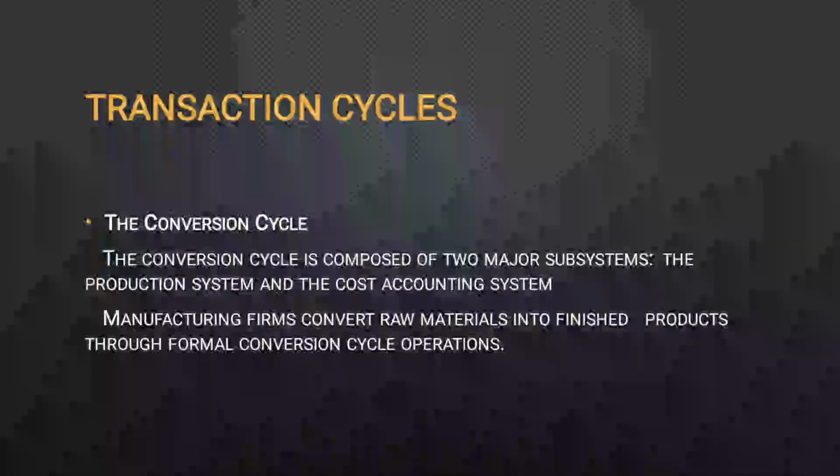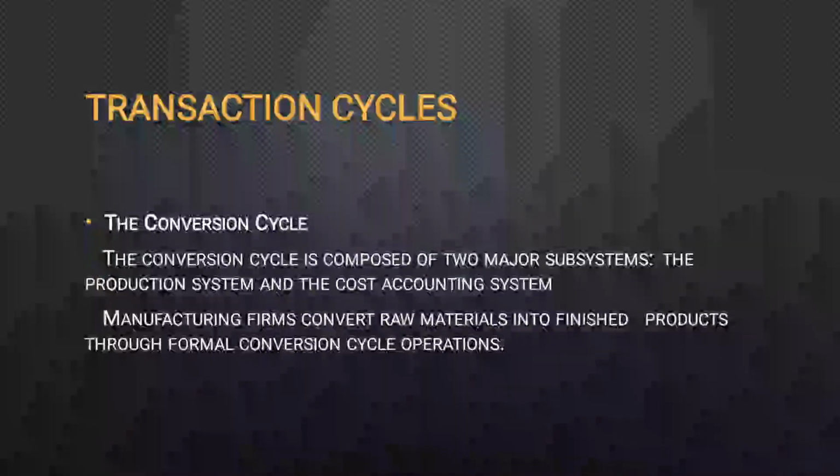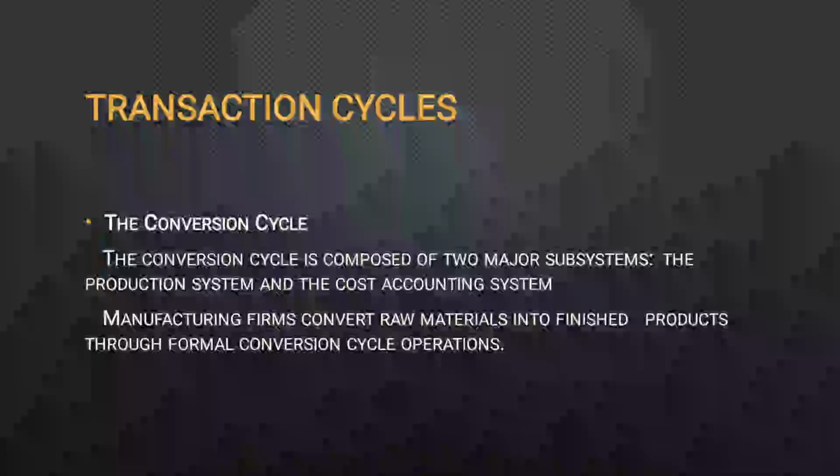So punta naman tayo sa second transaction cycle. So ito yung the conversion cycle. So the conversion cycle is composed of two major subsystems, the production system and the cost accounting system. So yun, sa the production system, dito includes yung mga planning, scheduling, and control of the physical product through the manufacturing process.